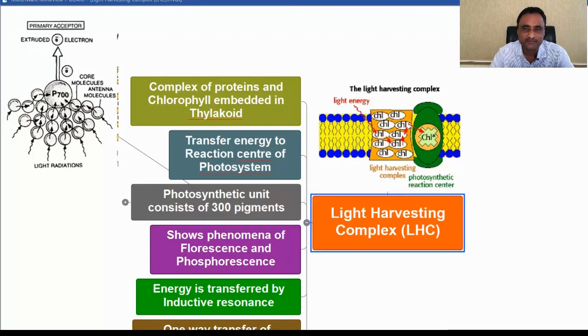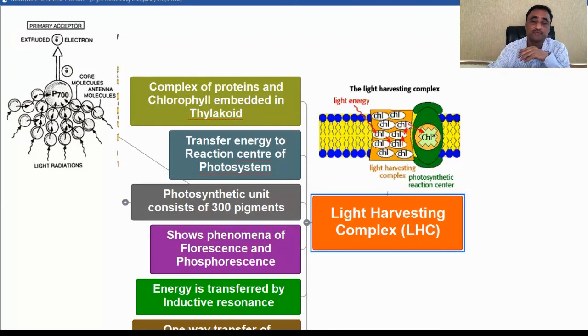Light harvesting complex or antenna molecule. Confusing, isn't it? Let's try to understand. This is Dr. Pankaj Kumar, and today we will discuss the light harvesting complex or antenna molecule that is present in photosynthesis. First and foremost, we will discuss where exactly it is present.